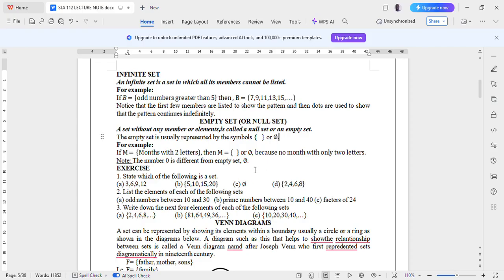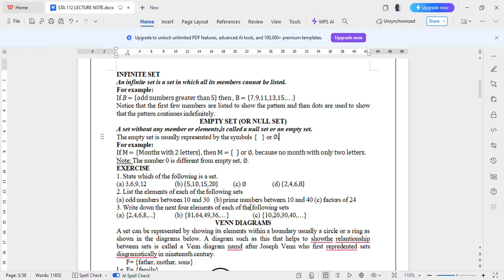I said it, 0 is an element. Don't say it is an empty set because it has nothing there, you just use 0 to represent it. No, 0 is an element on its own. So 0 is a number, and it can be counted as just one element. So that is that. Now look at this exercise.